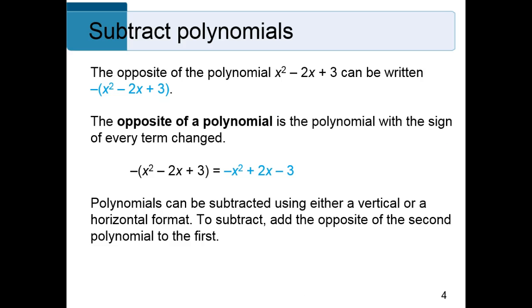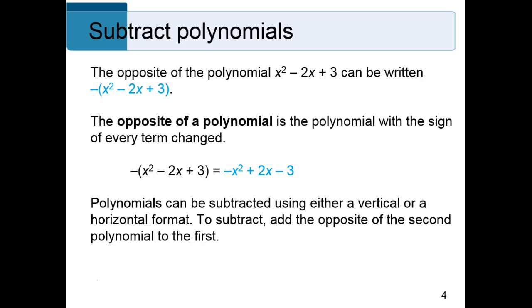Okay. All right. So subtracting polynomials. A few definitions first. What's the opposite of that polynomial right there? Negative x squared plus 2x minus 3. You could put the minus sign in front, or you could distribute the minus sign across.